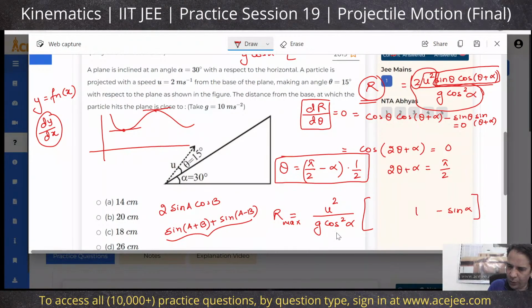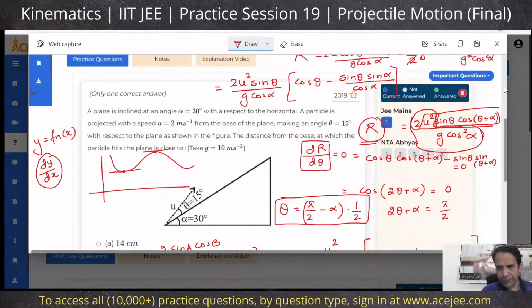We have u square by g cos square alpha into 1 minus sine alpha. Is that clear, beta? Yes, sir. Now this is true when we have thrown the projectile upwards. How will this change if we throw the projectile downwards? What will change, beta? What all will change?